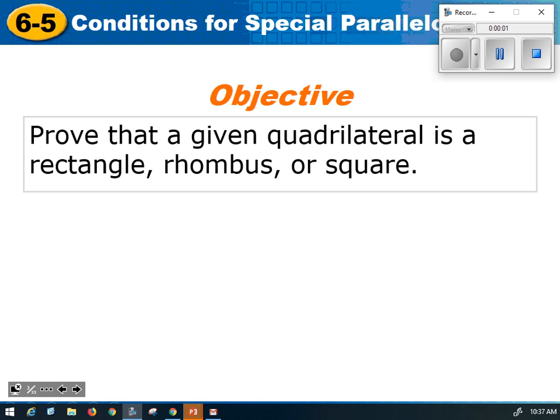You're going to need your property sheet if you haven't gotten that out. We're going to be filling in the rest of our properties today. We're going to talk about our special parallelograms from last time, and then we're going to learn our last three shapes, the isosceles trapezoid, the trapezoid, and the kite today.